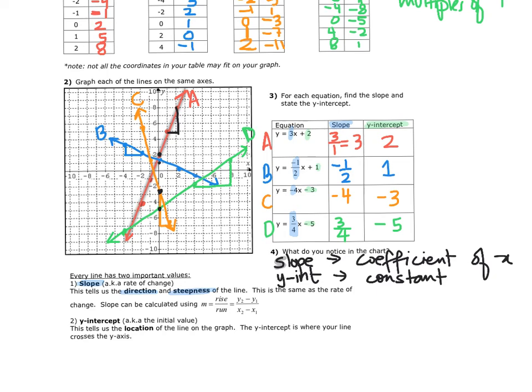So the bigger the number, the steeper the line, ignoring the negative sign. You cannot consider the negative sign for steepness. The negative sign just tells you the direction of the line, whereas the number tells you the steepness of the line.